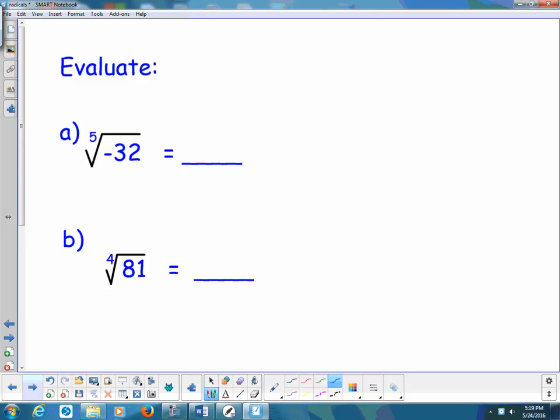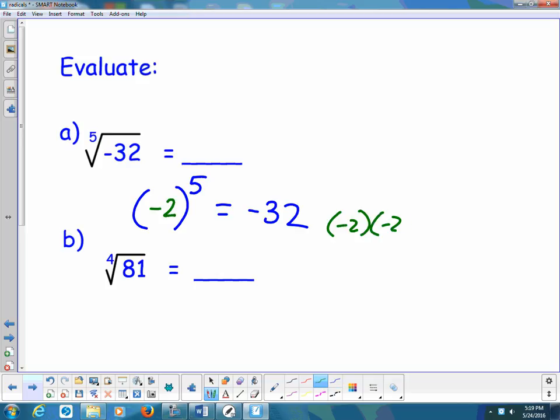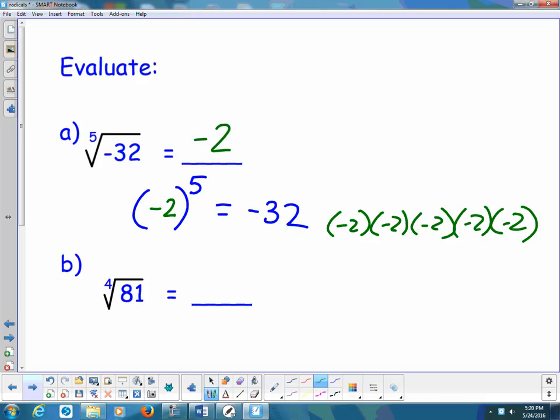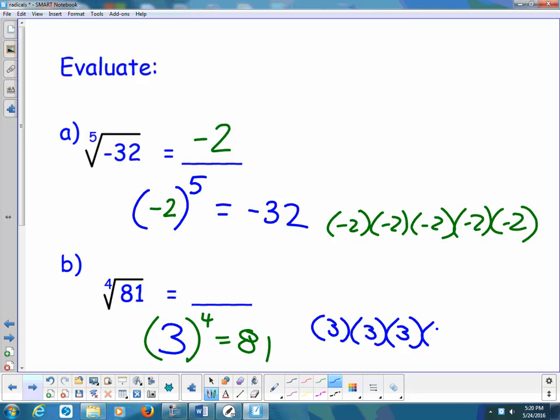What's the 5th root of negative 32? Well, this is really asking what number do I need to raise to the 5th power in order to get negative 32? So the answer here would be negative 2, because negative 2 times negative 2 times negative 2 times negative 2 times negative 2 is going to give us negative 32. So my answer here should be negative 2. How about this one? What is the 4th root of 81? Well, what number raised to the 4th gives me 81? Well, that answer is 3, because 3 times itself 4 times is going to give me 81. So my answer here is 3.